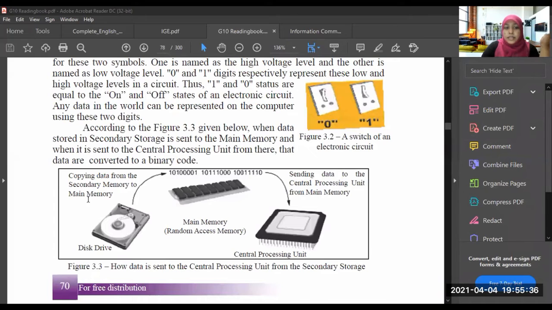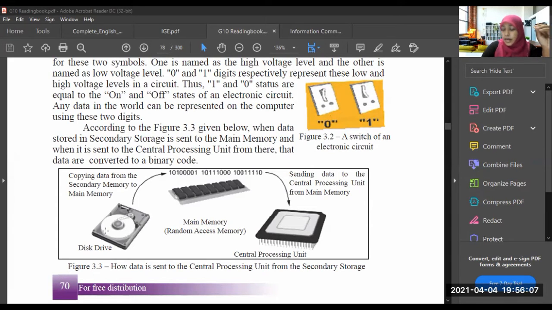Copying data from the secondary memory to main memory. So there are data in the secondary memory. When we save these data and information in the secondary memory, in the hard disk, we save it with the binary number system. Maybe I told you in the second chapter, maybe I can't remember, right?